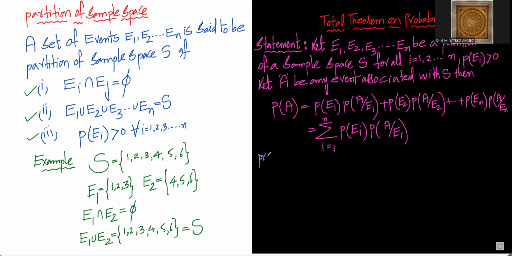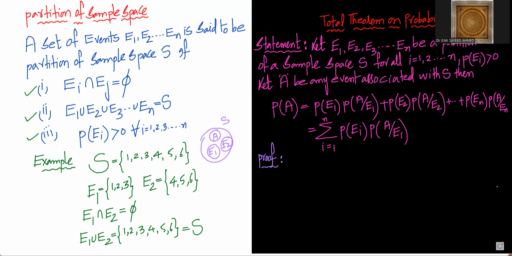Now look at the proof. Whatever I wrote as a statement, it is already available here. You see, E1, E2, and so on are a partition of the sample space. So you know the concept of partition also. And probability of Ei must be greater than 0. And any event associated with the sample space S, A is also one of the events, E1 is also one of the events, E2 is also one of the events. Like that, we have so many events, and A is also one of them.